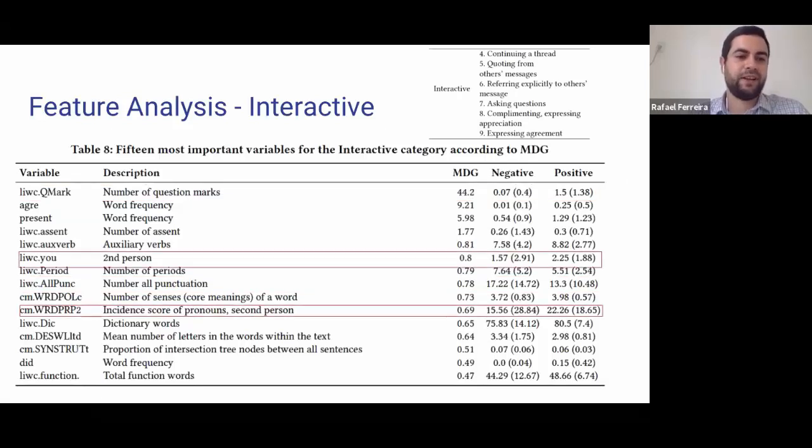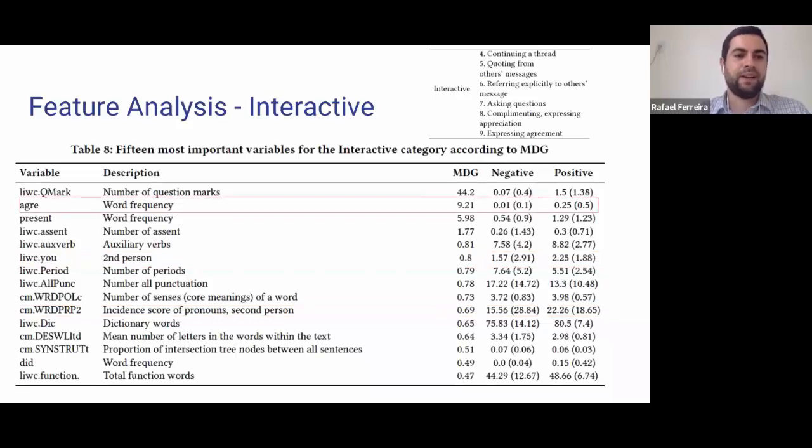And I also highlighted the second person plural features because they are related to indicators like referring explicitly to another message or quoting a previous message. So in general, these kinds of messages are citing the author of the message. And finally, I also highlighted this word that means agreement. So it's also related to interactive because of indicator number 9.